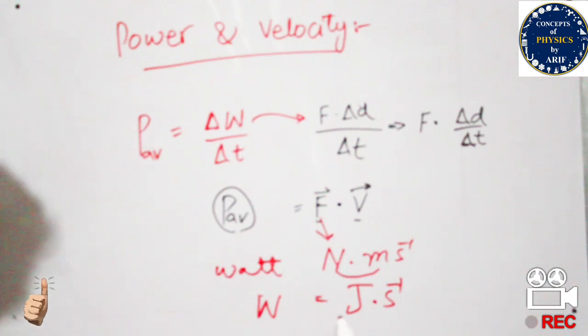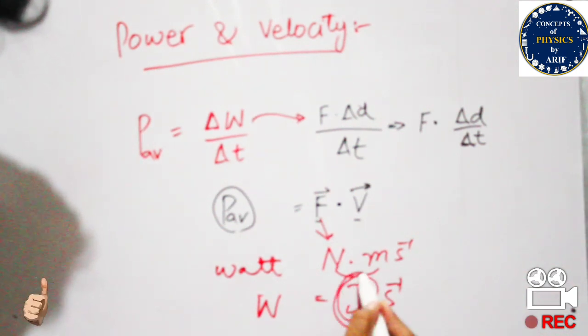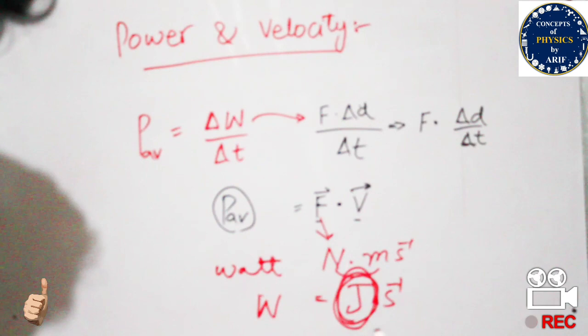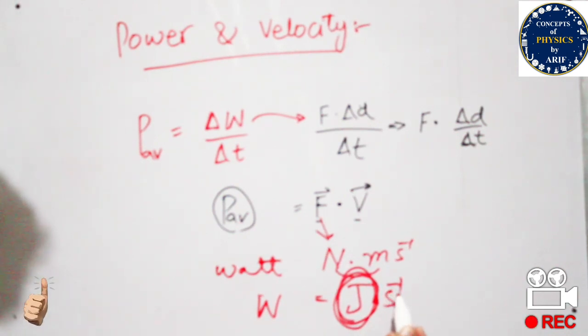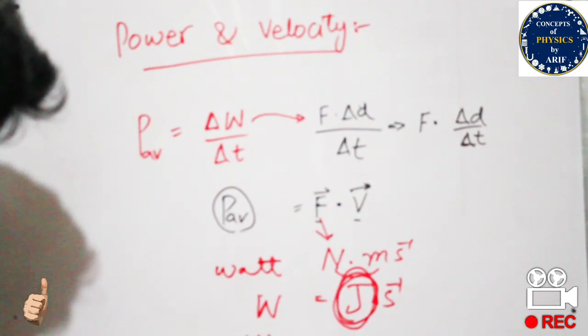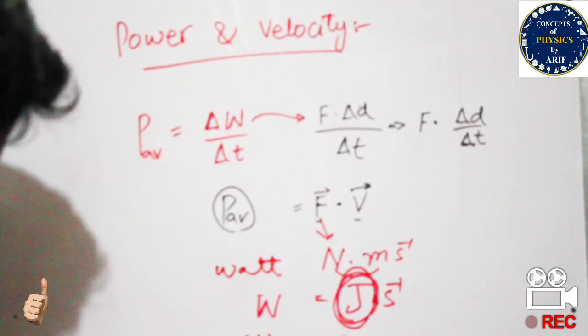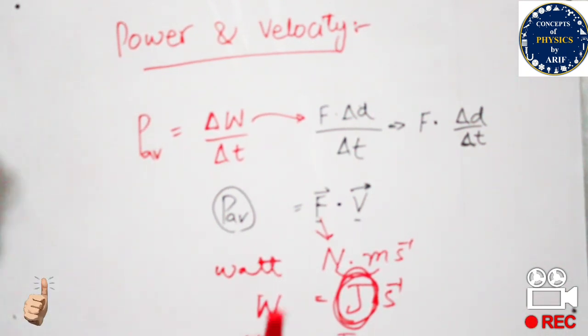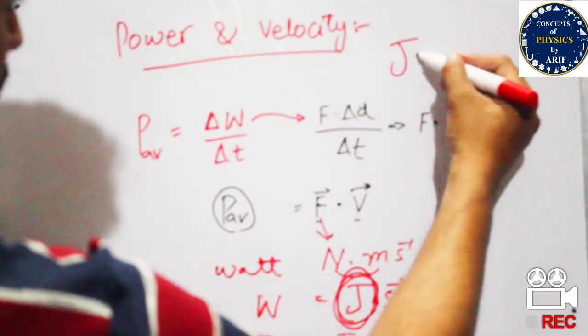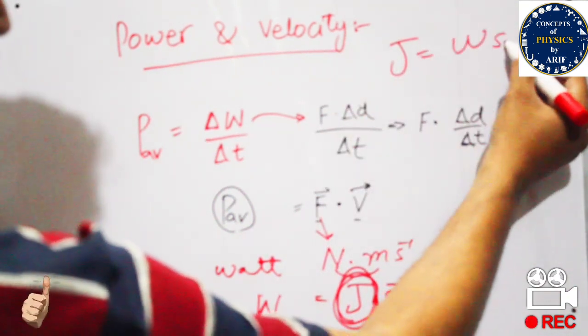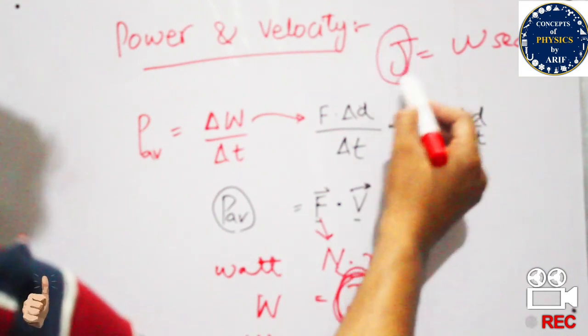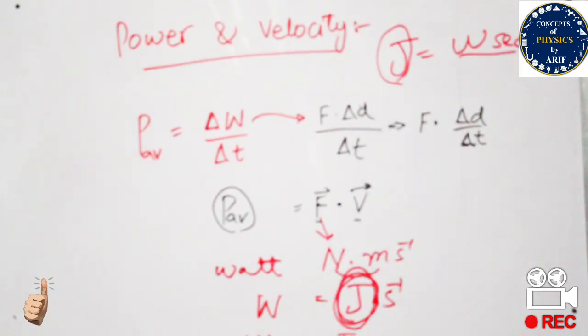So if we want to calculate the unit of work, joule, if we replace this term on the left side, the power multiplied by second: watt multiplied by second is equal to joule. It means that the unit of joule is equal to watt into second. It means the unit of work is watt second.